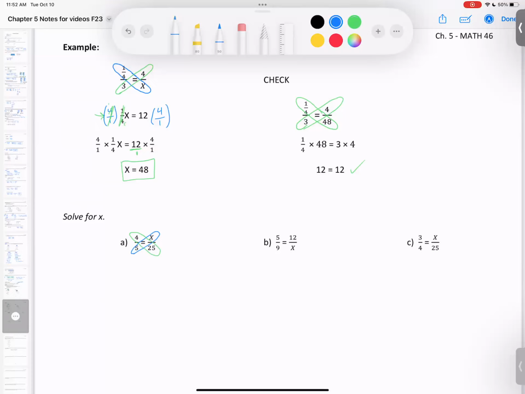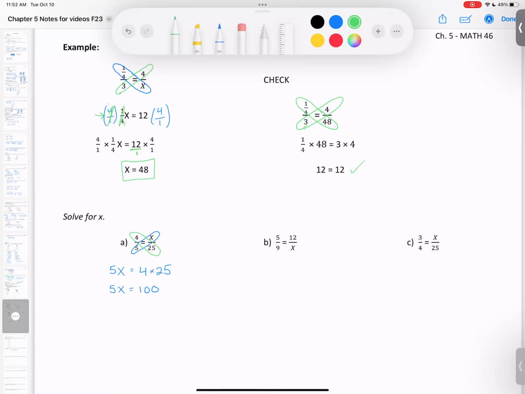And so that is saying 5 times x, or 5x, equals 4 times 25. Okay, that's what 5x equals. And I could take it a step further. Let's do that multiplication. 4 times 25 gives us 100. So I know 5x is 100, but I want to know what just a single x equals.